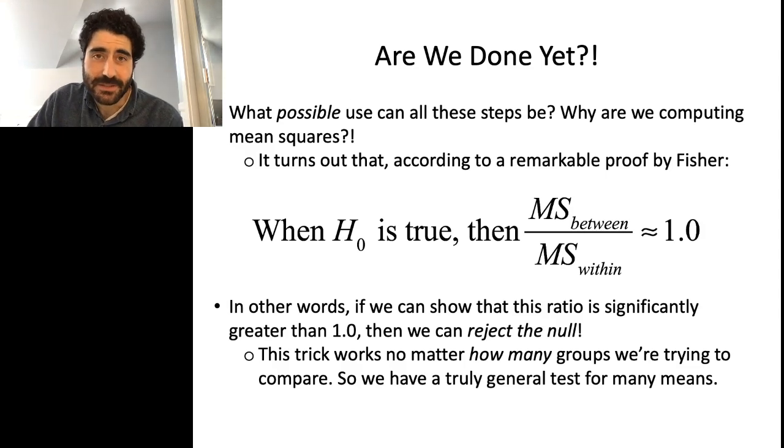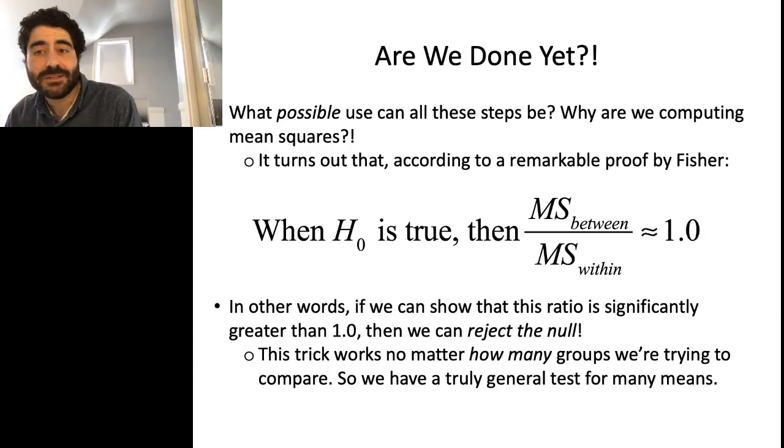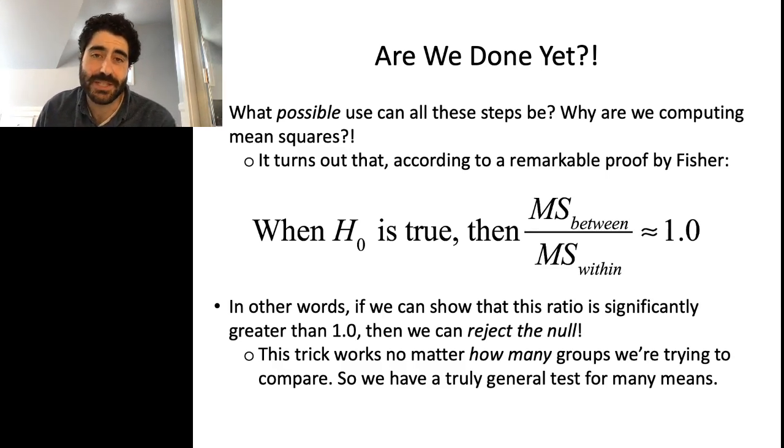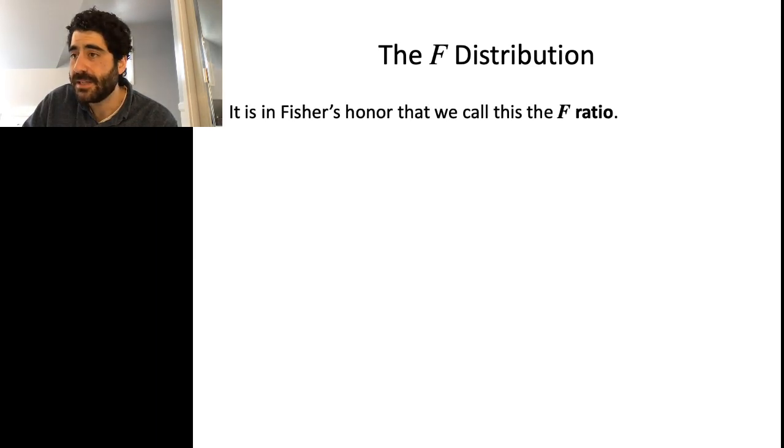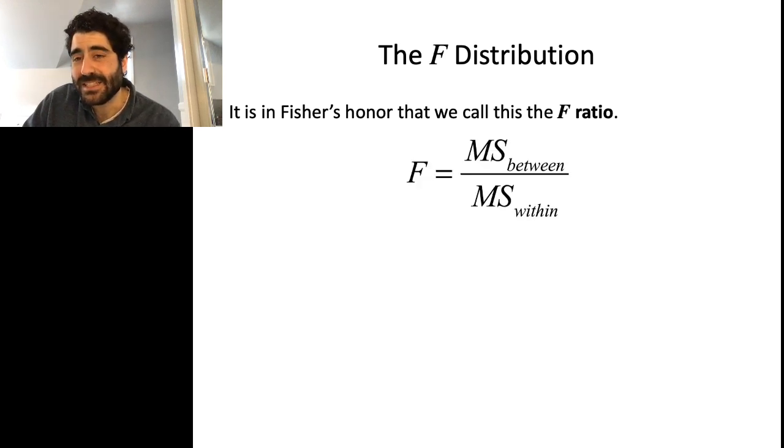Anytime we're doing null hypothesis testing, we need to figure out what is going to be an interesting deviation from the null. Even if the null is true, this ratio is not going to be exactly 1. So we need to know what the null sampling distribution is: how big does this ratio tend to get if there really is no interesting meaning to the group labels? This sampling distribution is called the F distribution, named after Fisher. And F is just the ratio we were describing: how big are the between group mean squares compared to the within group mean squares.